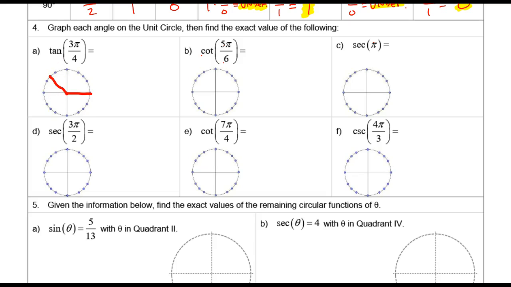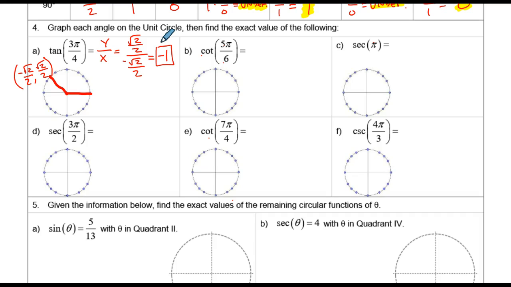I happen to know the x and y coordinates of that point. That's negative root 2 over 2, comma, root 2 over 2. Okay, so now the tangent ratio of that is going to be equal to the sine ratio over the cosine ratio, or y divided by x, which is going to be root 2 over 2 divided by negative root 2 over 2, and that's equal to negative 1. So the tangent of 3 pi over 4 is equal to negative 1.